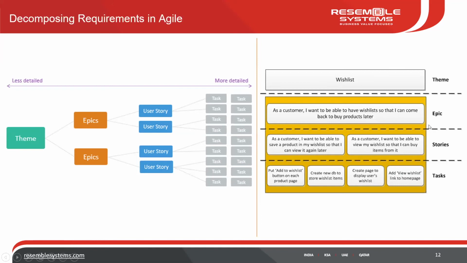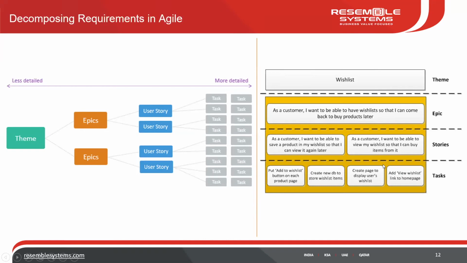Now, what is a user story to achieve that? What are the different things that we need to do? As a customer, he should be able to save the product in the wish list, and as a customer, he should be able to view it. Once he saves it, later whenever he comes, he has to view. So the epic gets broken down into something called stories.